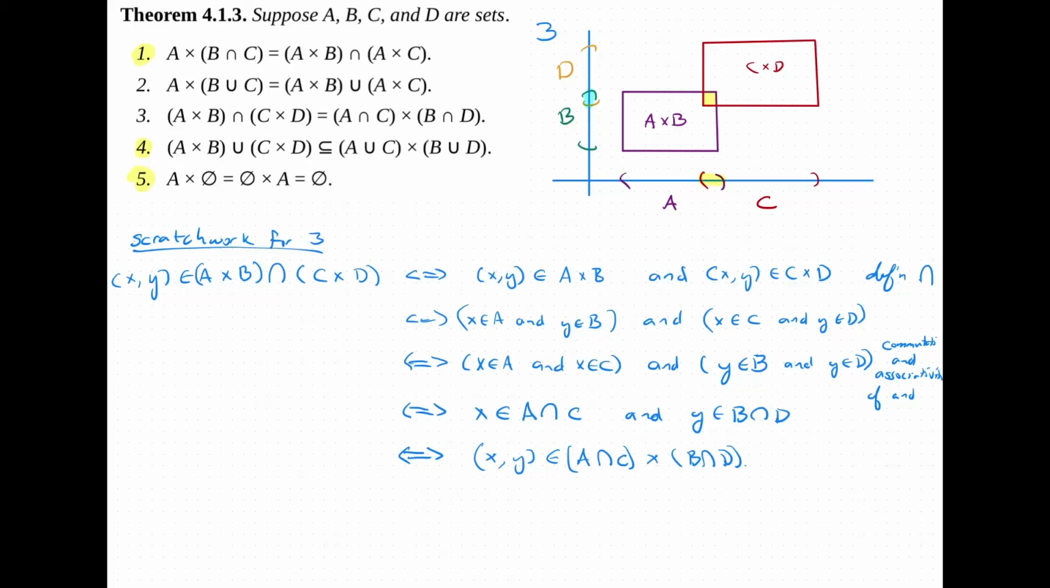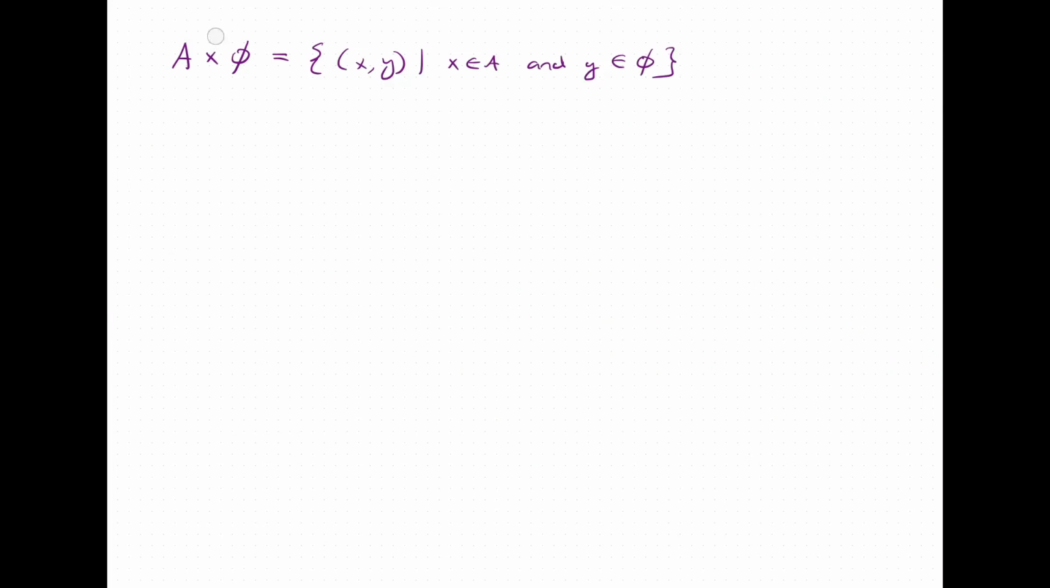And the last thing I want to discuss is part 5 and just emphasize what is going on with this. So when we look at the Cartesian product of A with the empty set, by definition, that is the set of ordered pairs x comma y such that x is in A and y is in the empty set. Now, y in the empty set is problematic because there are no elements in the empty set. And so this here is going to end up being equal to the empty set. But the way to prove that is to go by contradiction. So I'm just sketching the argument.